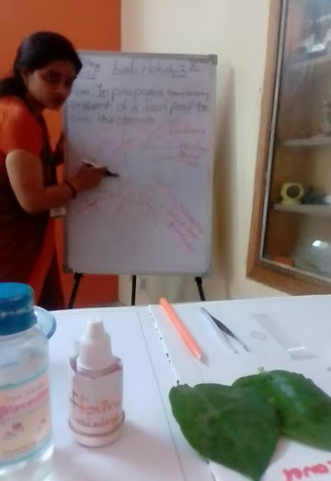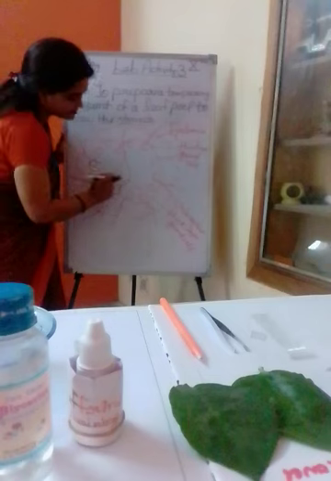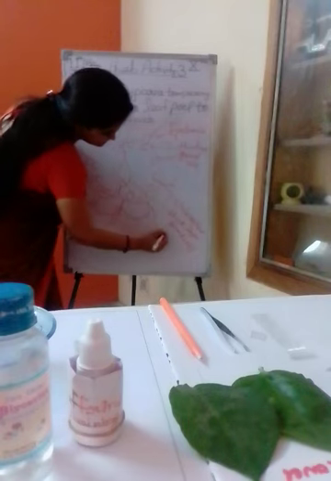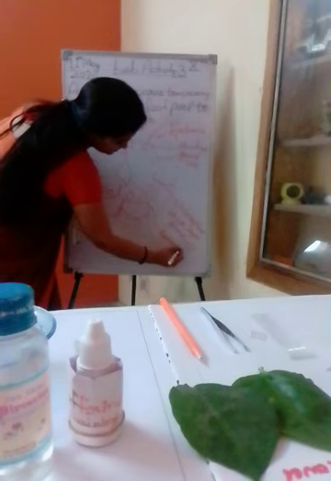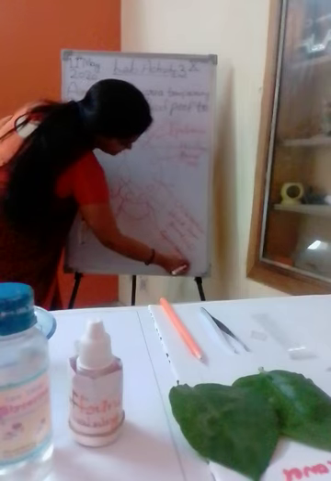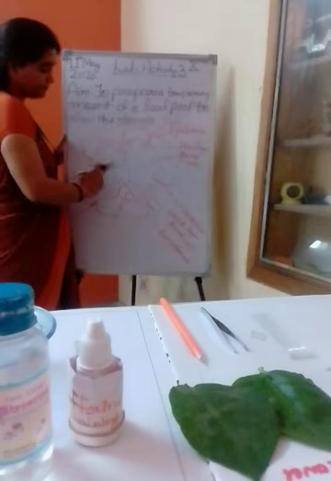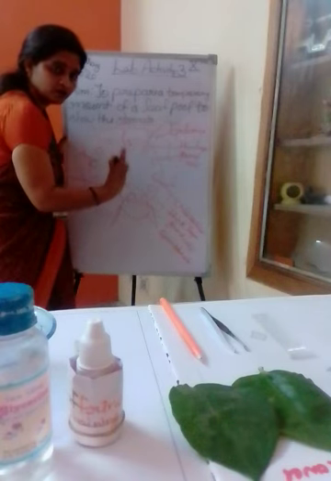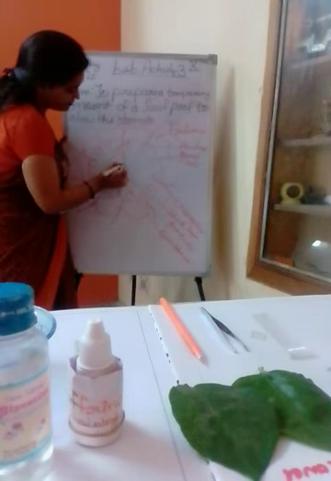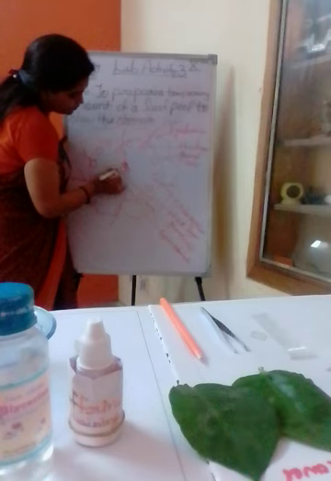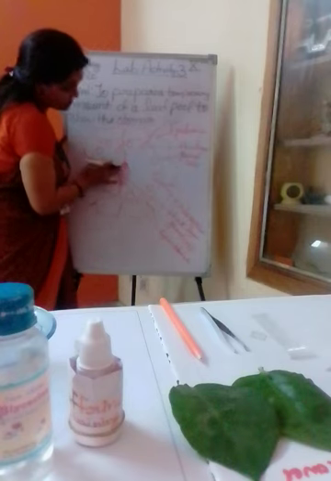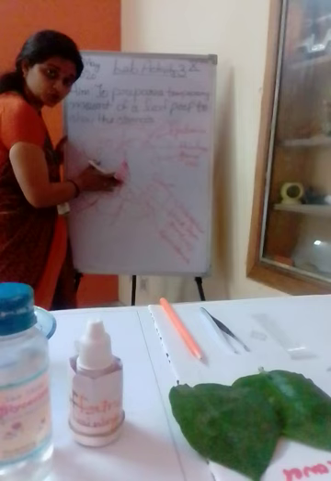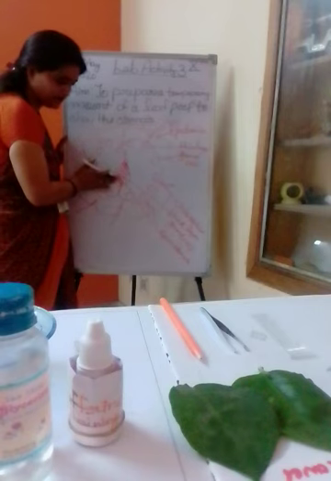That is the open stomata, because the center part is open. Open stomata, during the daytime. But how can you make the closed stomata diagram? The difference from open: you should shade this part. It means that is the closed stomata. Understand?